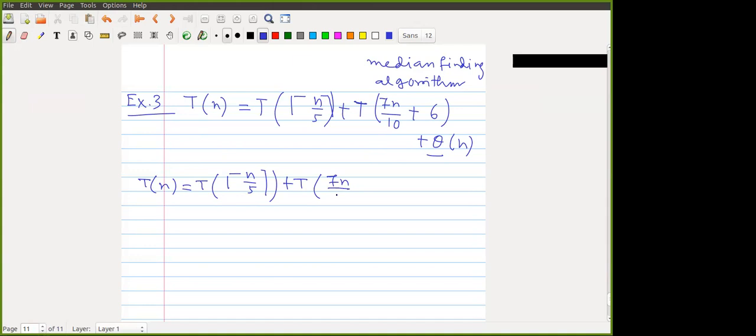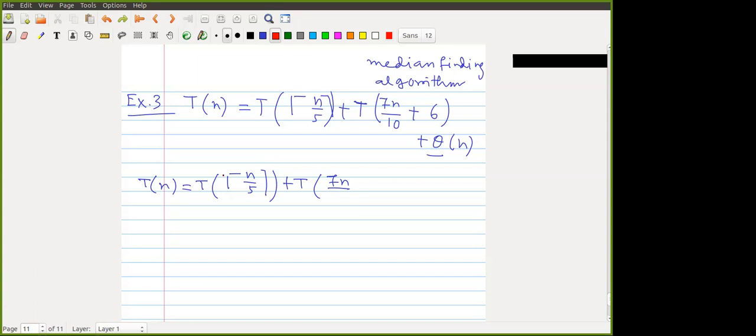Isn't that a ceiling symbol on n by 5? Yes. It is a ceiling symbol. Yes. Is it not? Maybe I'll. No, you said floor, so that's why I asked. Oh, sorry. sorry. Yeah, I messed up.